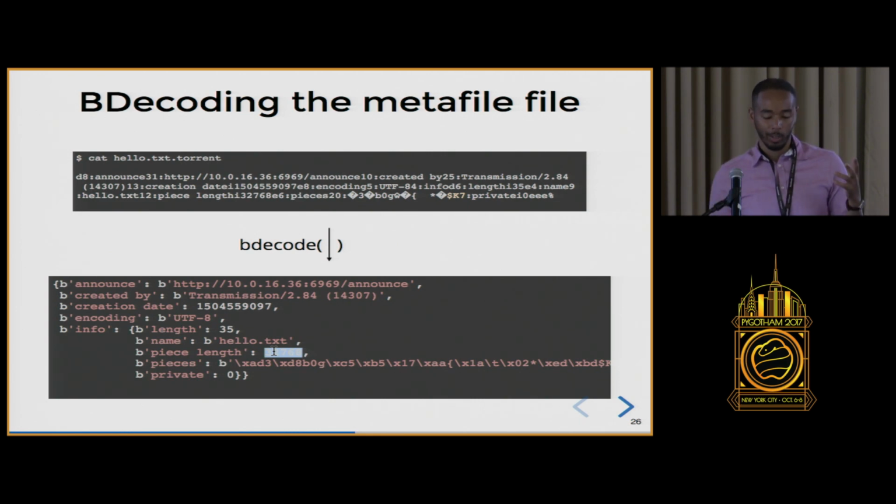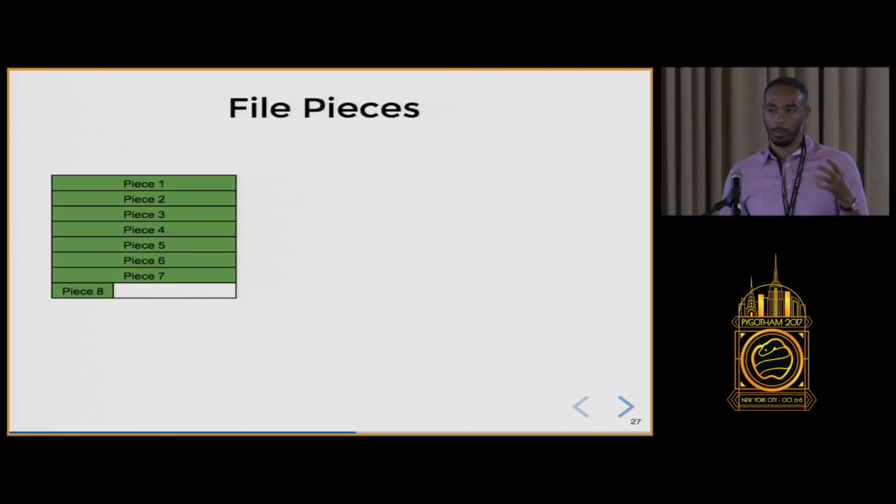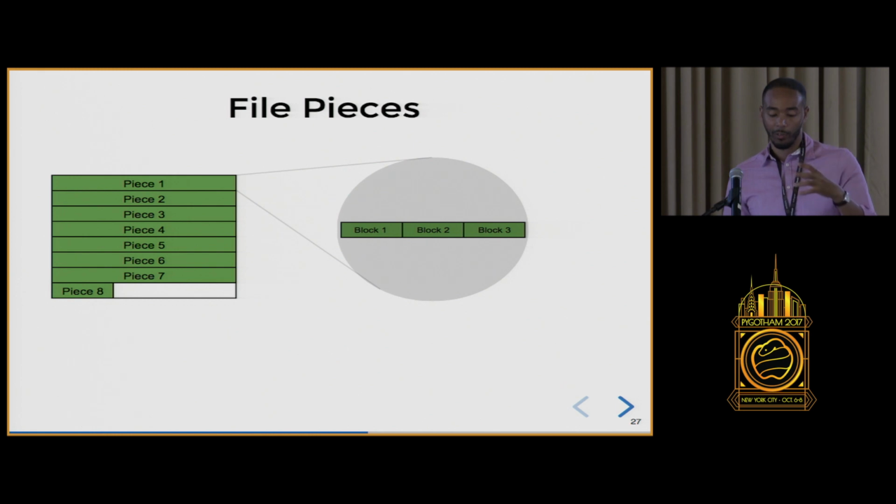One of the nice things about the BitTorrent protocol is that it takes a file and breaks it down into several pieces. And when you come to request a file from a peer, you're downloading these pieces. And each piece itself is broken down into blocks. So that's how you're able to piece together a file from many different peers.